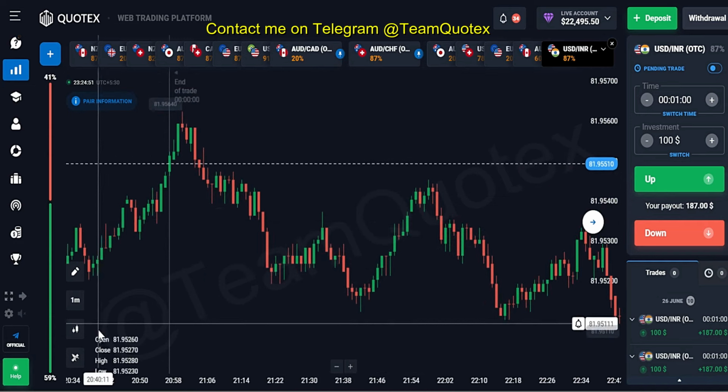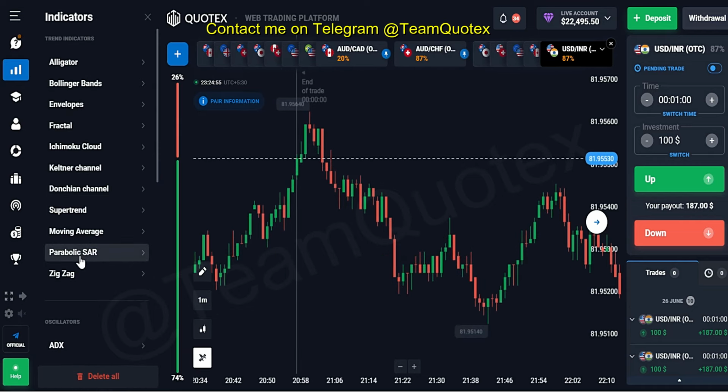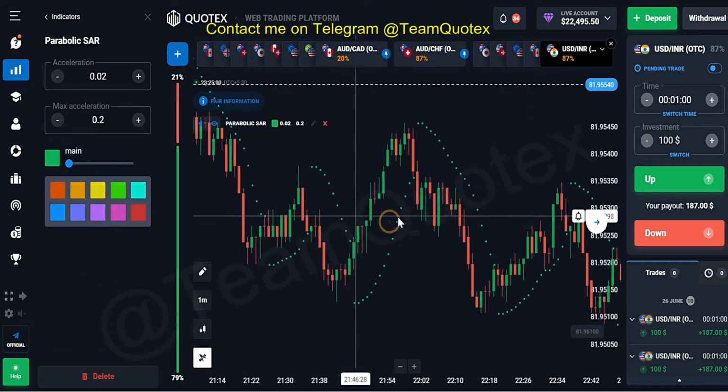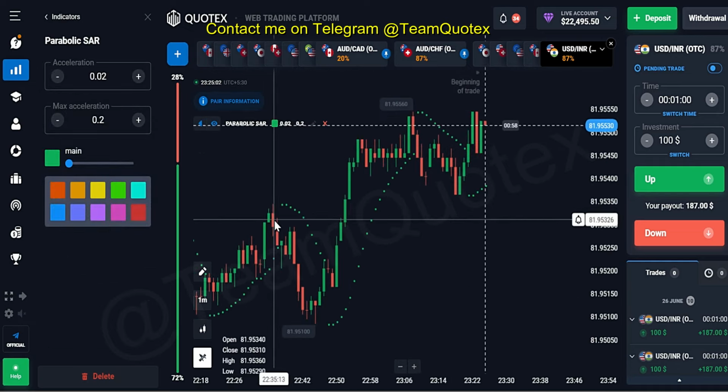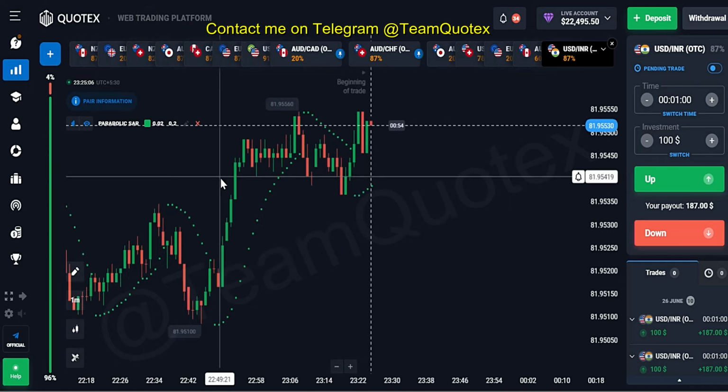So let's quickly understand what the parabolic and MACD indicators are. I'm clicking on the indicator section, and easily you can see this is your parabolic. You just need to click on this, and you can see the parabolic has now been applied on your trading chart. Let me close it first.